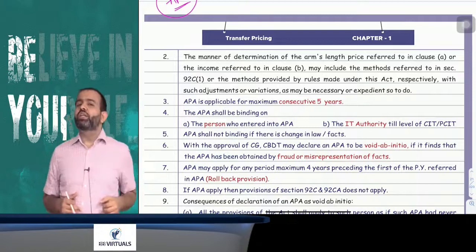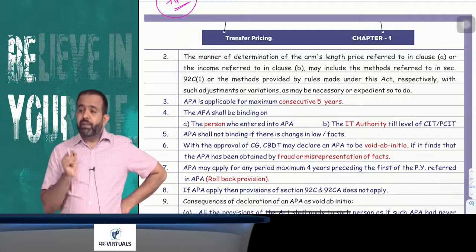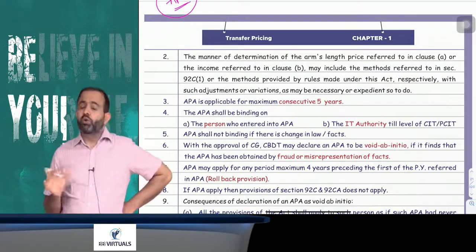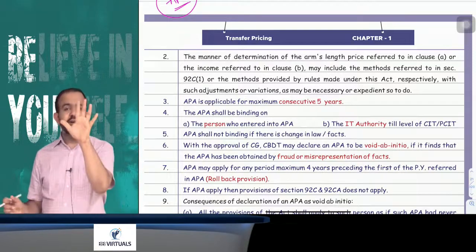APPA is applicable only if SSC has entered into an international transaction. It is applicable only for international transactions; for domestic transactions, APPA is not applicable. One more point: APPA is applicable for a maximum of 5 consecutive years.